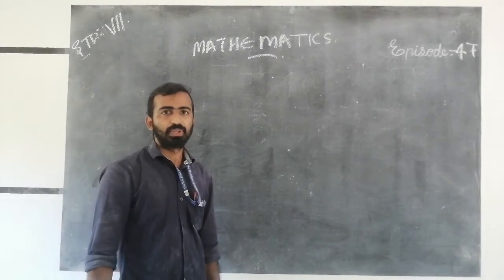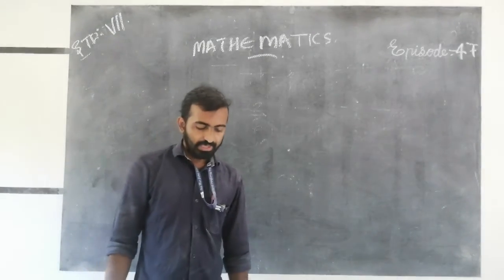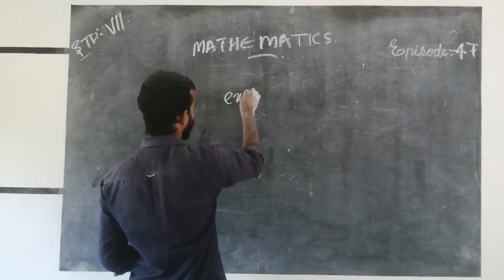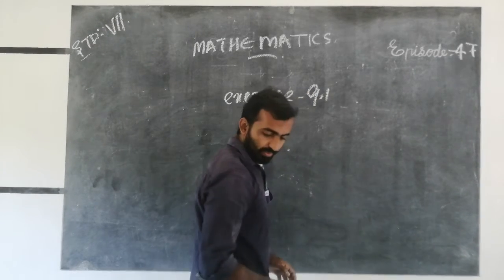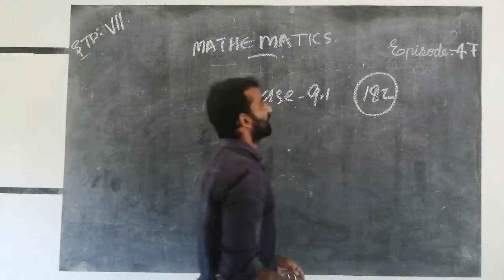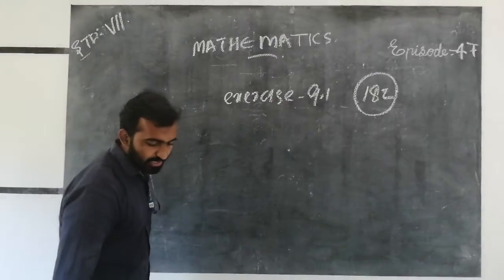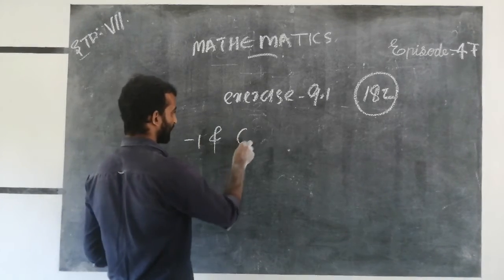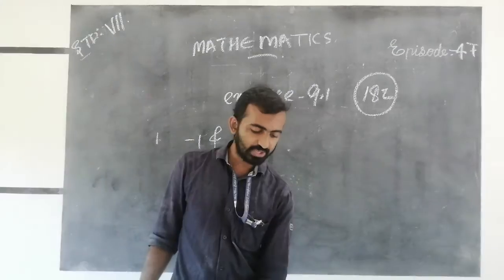Number 82. First question of the exercise: list 5 rational numbers between negative 1 and 0. Negative 1 and 0, we want to list 5 rational numbers.